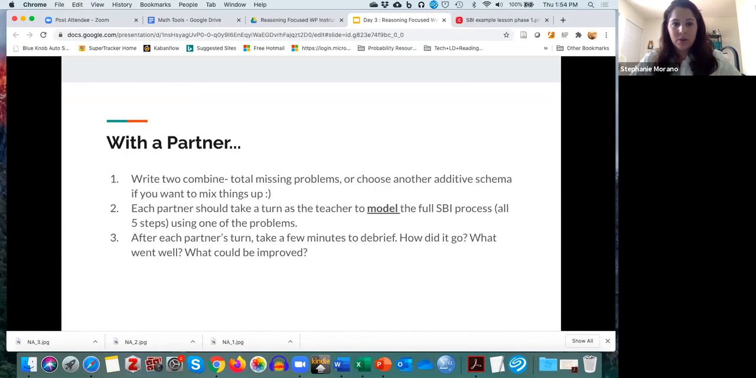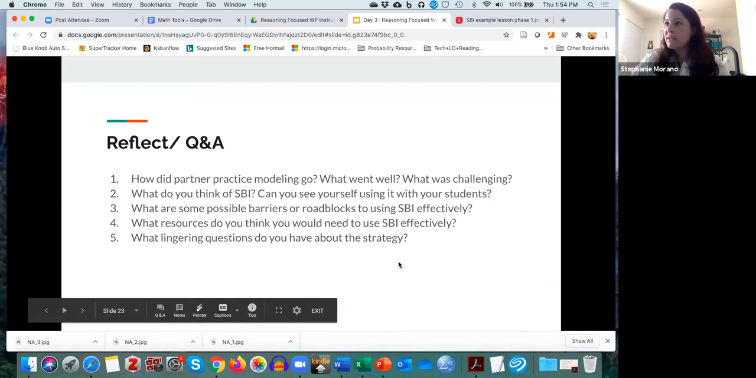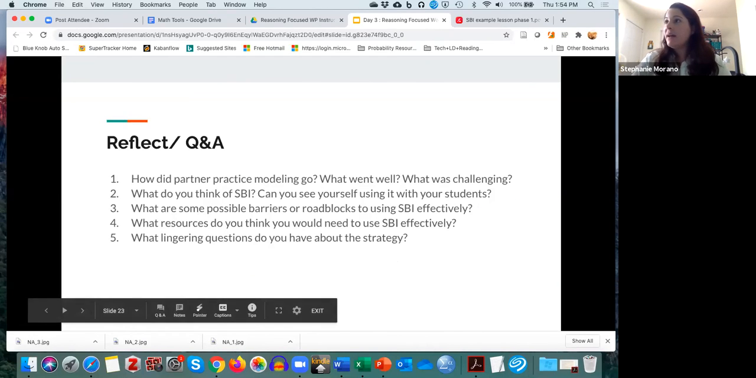All right, so everybody is coming back into the main room now after having an opportunity to work through an example problem through the entire process. And I got to join a couple of rooms this time. I, again, heard some really interesting conversation about the SBI process and some issues that might come up. So I wanted to just continue the conversation there for a minute or two here.